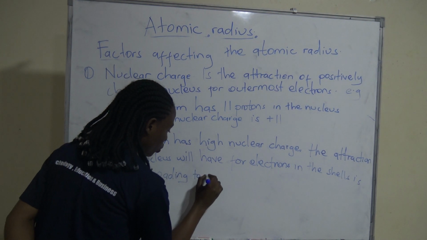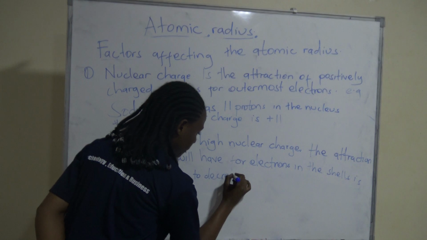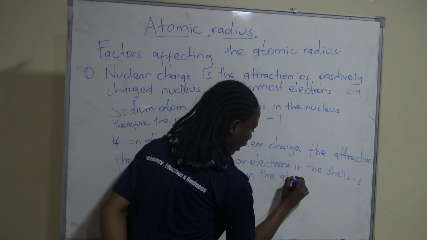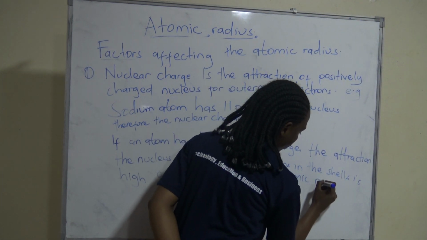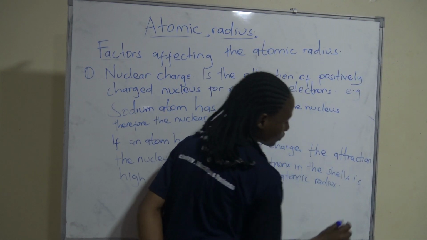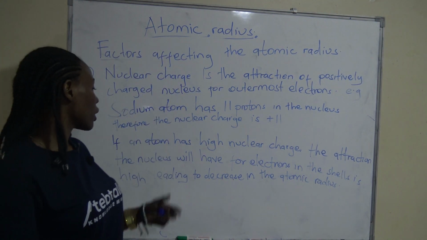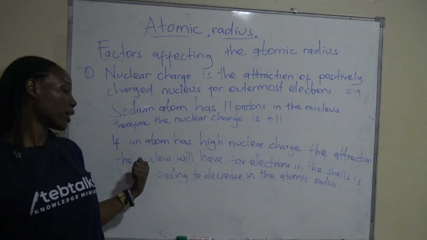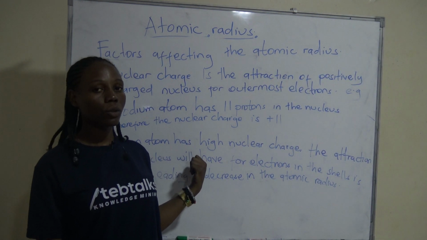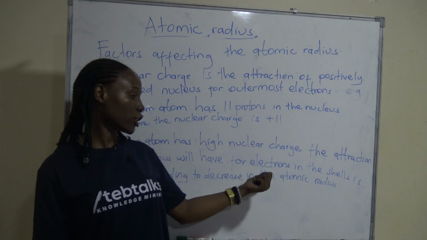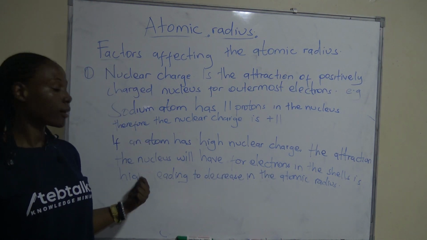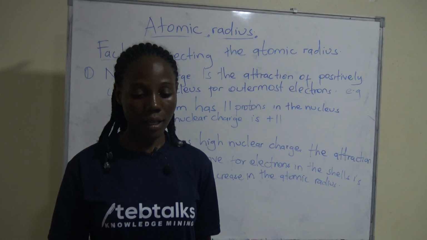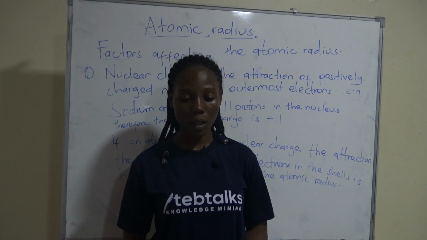If an atom has high nuclear charge, the attraction the nucleus will have for the electrons in the shell is high, leading to a decrease in the atomic radius.